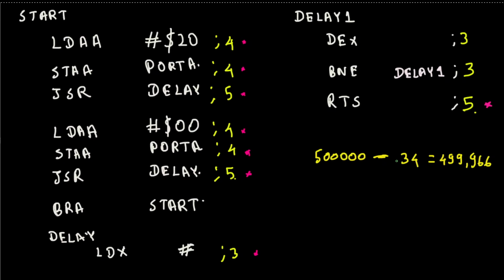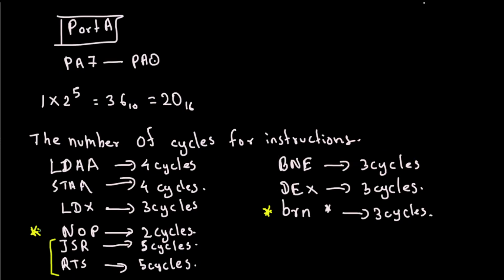So now I subtract, I got this one. Now I put this number and divide by 6. Let's see, 499,966 divided by 6, that is not a whole number, that is giving me a fractional number, so this one doesn't work. So now I have to add either a nop or a BRN. Let's try with a nop.